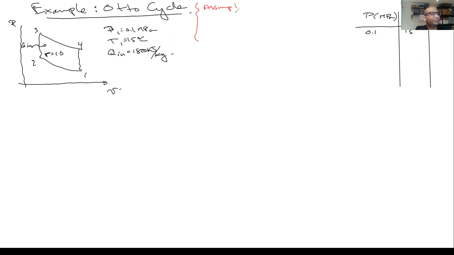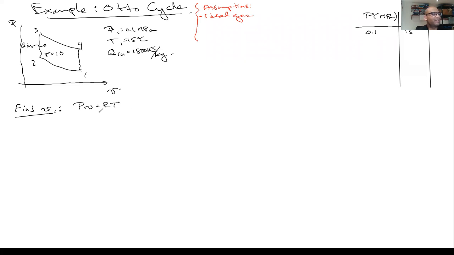Assumptions. I'm going to assume that this is an ideal gas. Okay, so if it's an ideal gas, then step one, find the specific volume at one. This is an ideal gas, so PV is equal to RT.